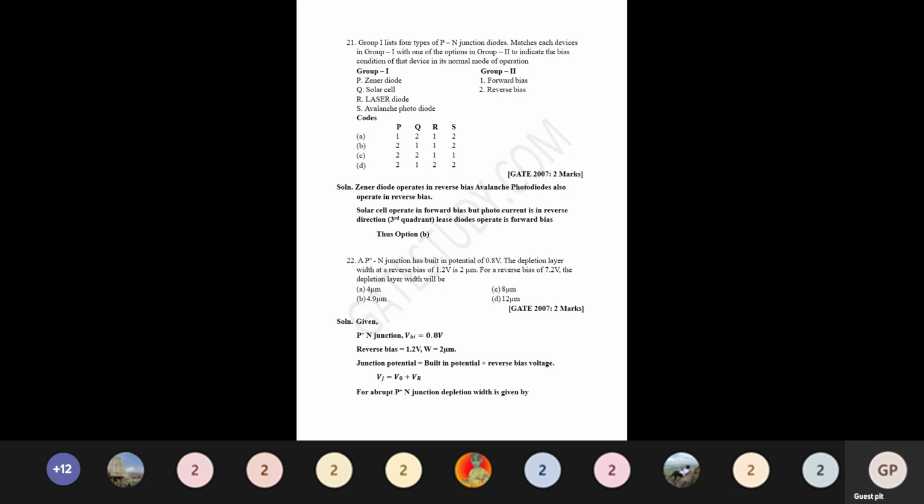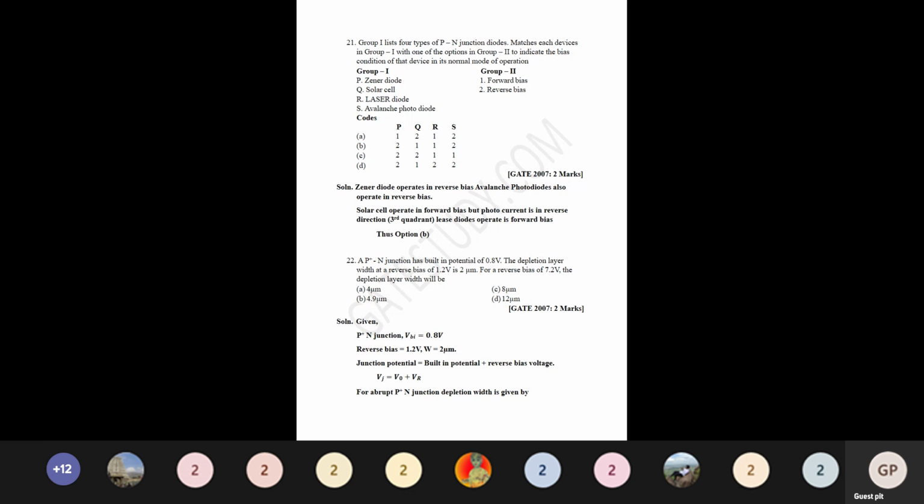Next, a P plus N junction has inbuilt potential of 0.8 volt. The depletion layer width at a reverse bias of 1.2 volt is 2 micrometer. For a reverse bias of 7.2 volt, the depletion layer width will be 4 micrometer, 4.9 micrometer, 8 micrometer, or 12 micrometer. The given data is P plus N junction, the inbuilt potential is 0.8 volt, reverse bias voltage is 1.2 volt, width is 2 micrometer. Junction potential is equal to the sum of the inbuilt potential plus reverse bias voltage. So Vj is equal to V0 plus Vr.